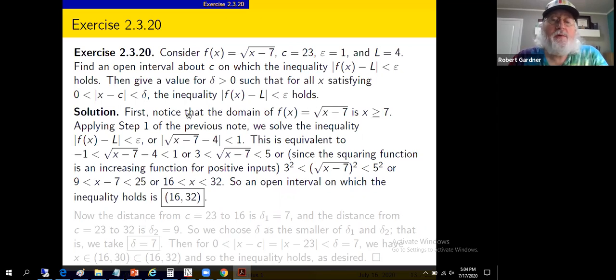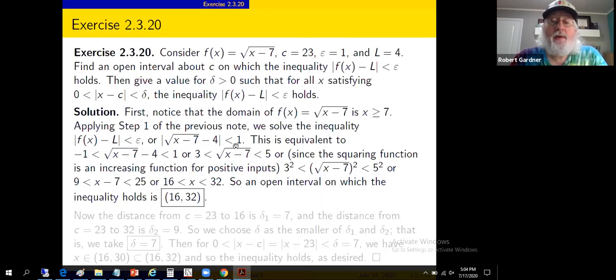This previous note had 2 steps. The first step is to do the first part of the problem. Solve the inequality absolute value of f of x minus L less than epsilon. Solve that for x. Okay, our f of x is square root of x minus 7. Our L value is 4, and our epsilon value is 1. So we want to take this inequality and solve it for x.